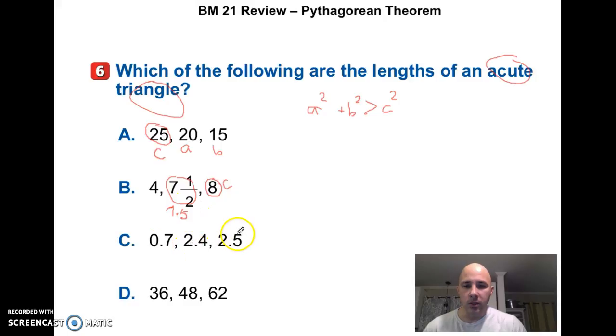Again, in this case, 2.5 will be your C value. Plug in your A and B. And for letter D, there goes your C. Whatever satisfies, whatever makes it greater than, that's going to be your acute triangle. All right, have fun, and make sure you get this one correct before moving on.